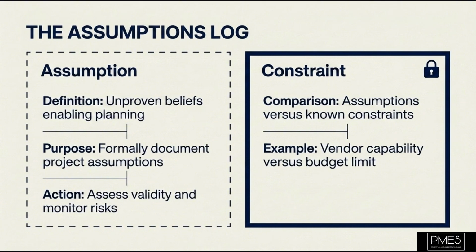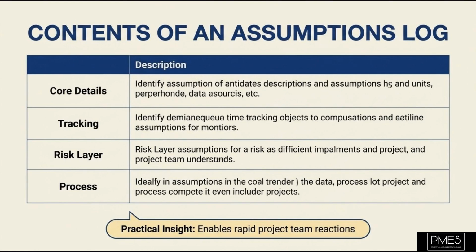This log helps track these assumptions, assess their validity, and monitor them for potential risks should they prove to be false. It is vital to note that an assumption differs from a constraint, which is a known limitation or restriction already established. For instance, a budget limit is a constraint, while the belief that a vendor can meet that budget is an assumption. The assumptions log typically includes the assumption statement, its owner, its status, and the potential impact if the assumption is proven incorrect.